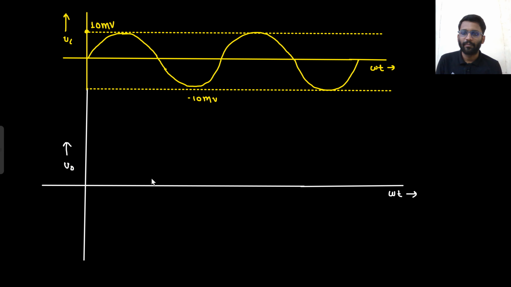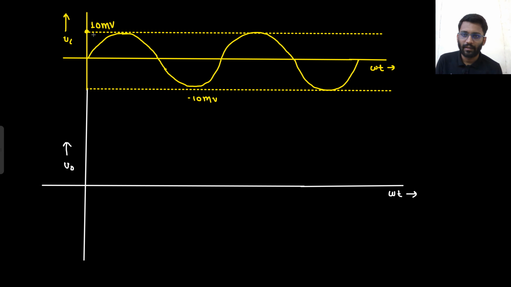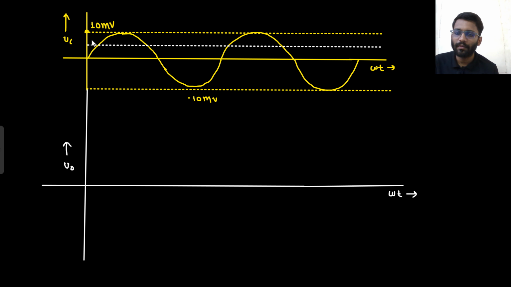So we have to find the point of 5 millivolt. So what is the point of 5 millivolt? Let's just say this is our 5 millivolt. This point will be pi by 6. What will this point be? This point will be pi minus pi by 6. That means 5 pi by 6.